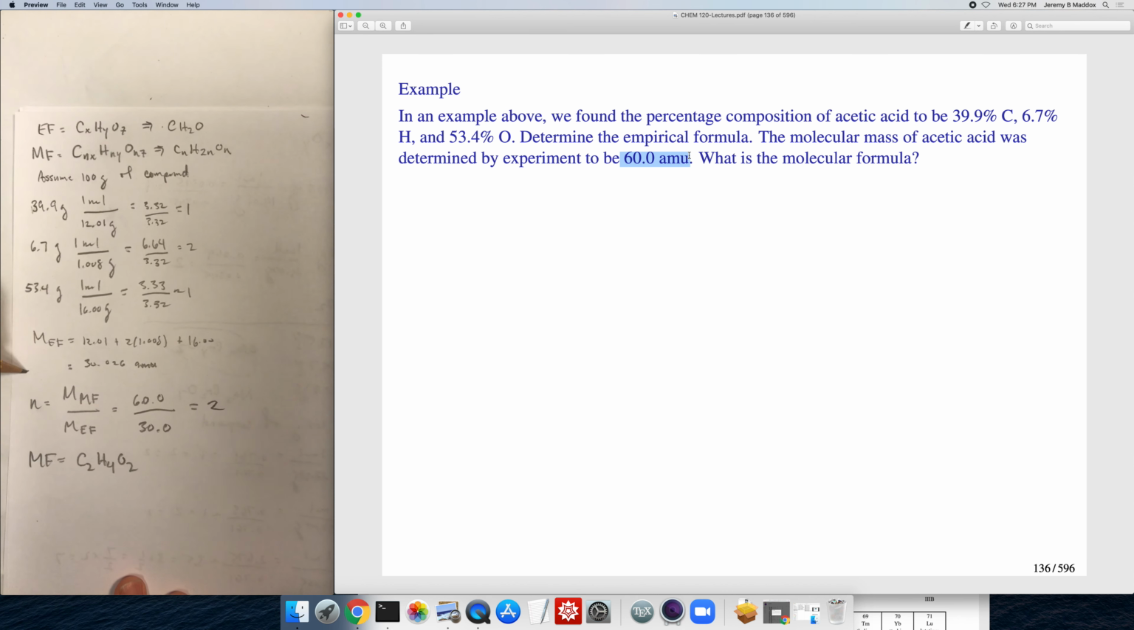Okay, so this is the new step. Like we did all of this in the previous problem, but then the new part is determining the value of n that takes you from the empirical formula to the molecular formula. And you need an extra piece of information. You need the molar mass of the compound, which is determined in a separate experiment.